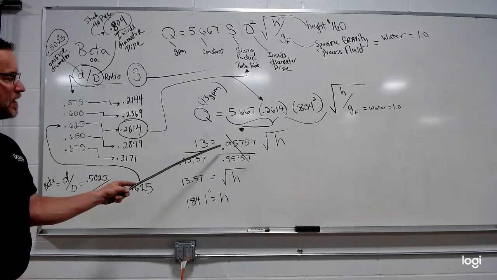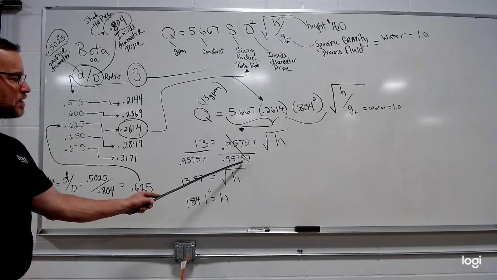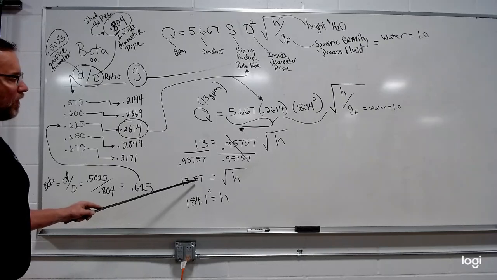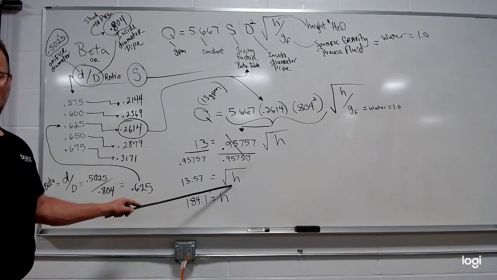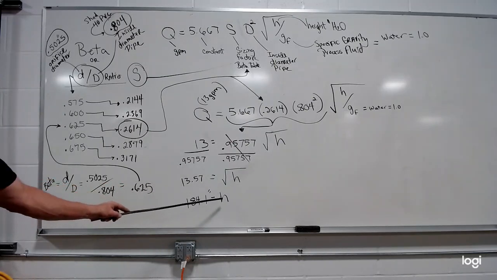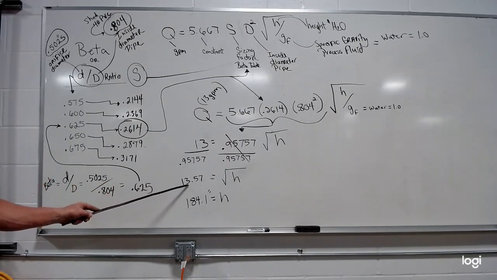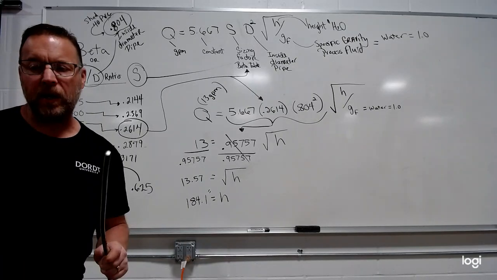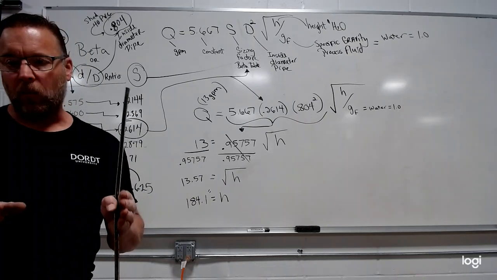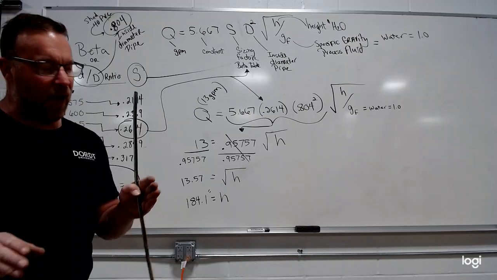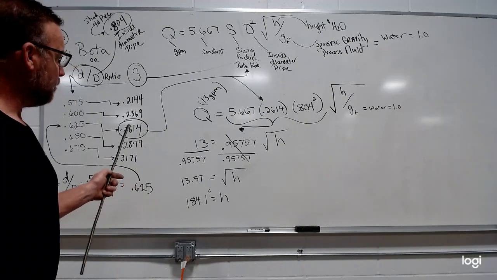You simplify this down, you divide both sides by that, this cancels out, and if you divide 13 by this, you come up with 13.57 is equal to the square root of H. Then if you square both sides of this equation, you get H, and squaring 13.57 gives us 184.1 inches. So that means that we have 184.1 inches of pressure drop across that orifice plate at 13 gallons per minute, okay?